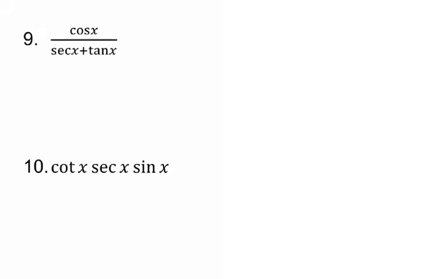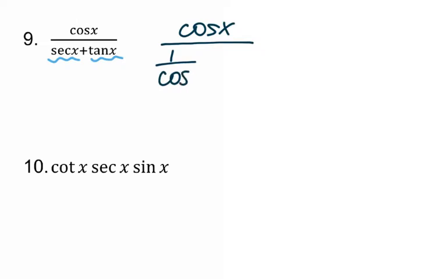Okay, I only have 2 more videos for you today. We'll do number 9. We're going to replace secant x and tan x using the reciprocal and the quotient identities. Okay, so we're going to have cosine on the numerator, cosine x. On the denominator, I'm going to rewrite that as 1 over cosine x, and tangent will be replaced with its quotient identity, which is sine x over cosine x.